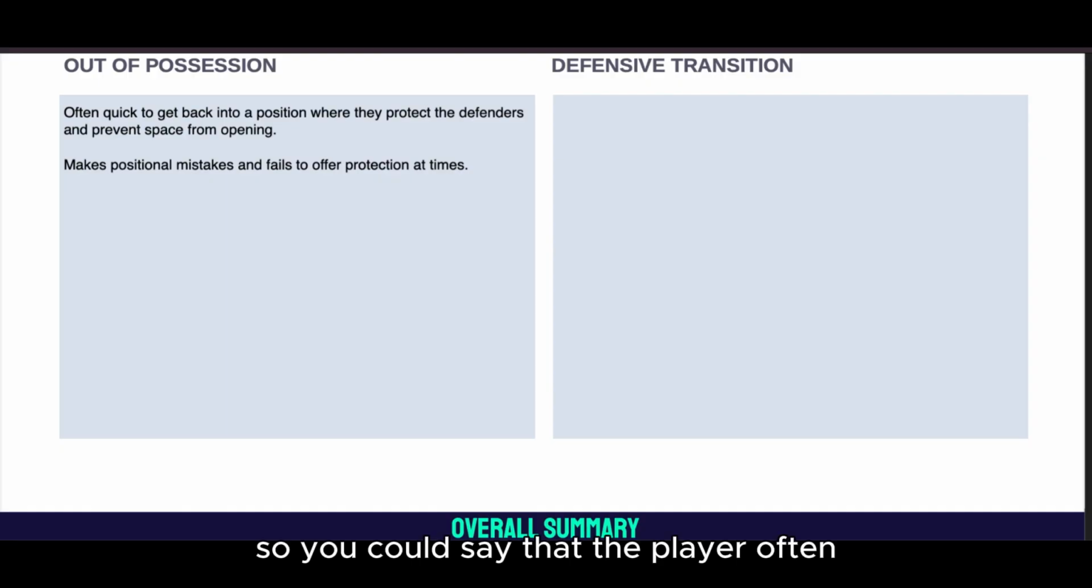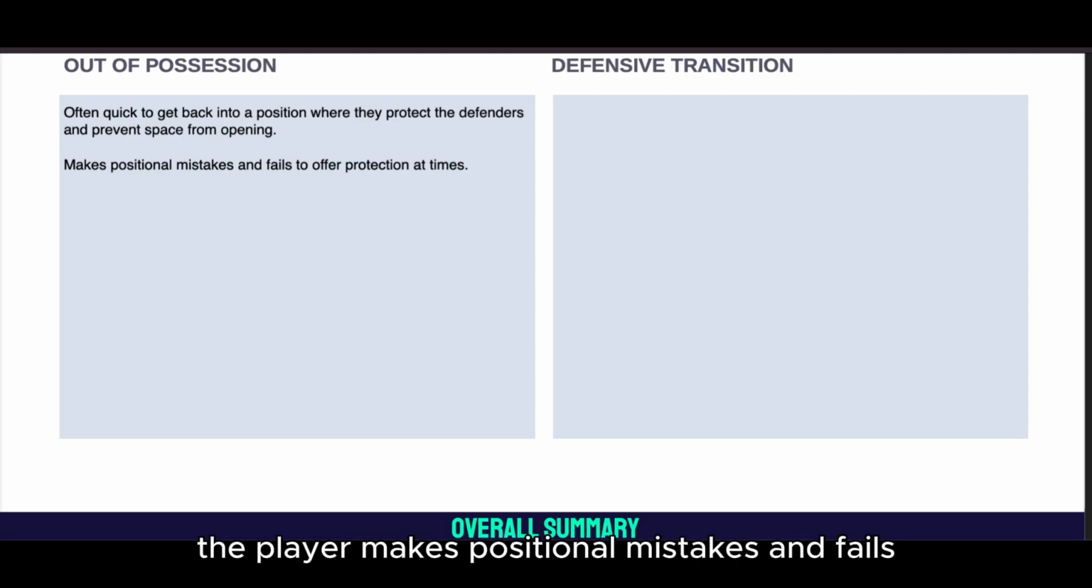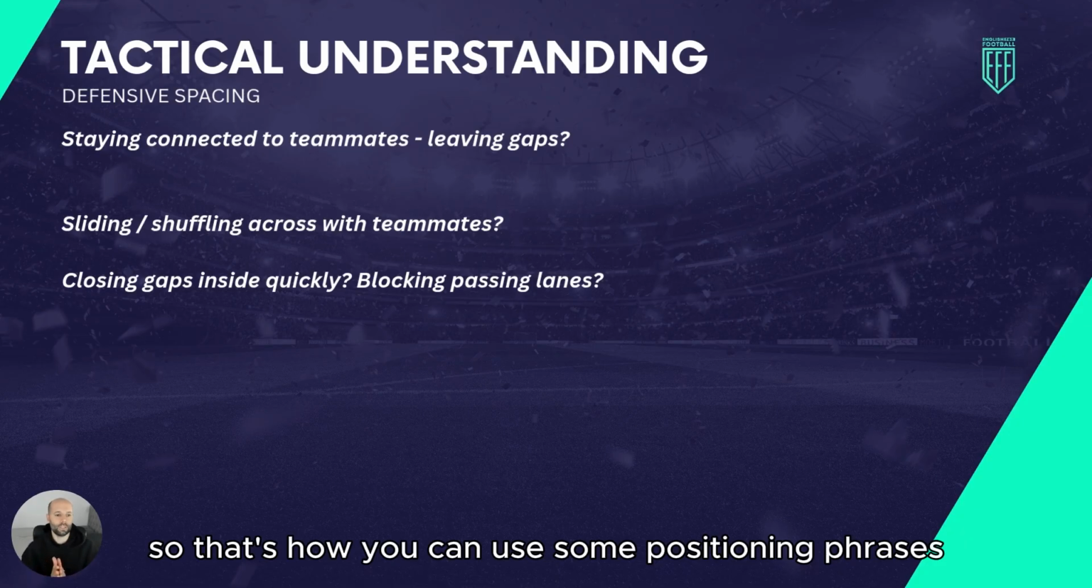So you could say that the player is often quick to get back into a position where they protect the defenders and prevent space from opening. But if it's a more negative perspective, you could say the player makes positional mistakes and fails to offer protection at times. So that's how you can use some positioning phrases.